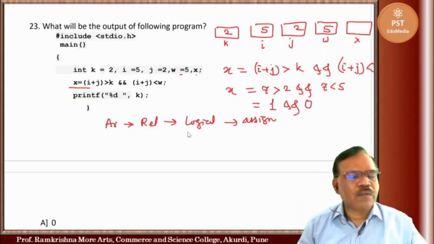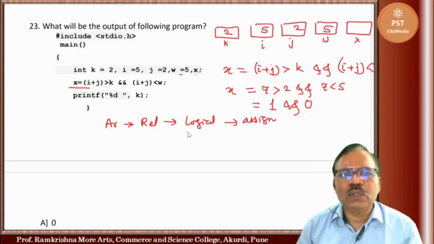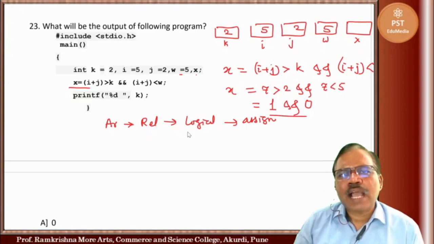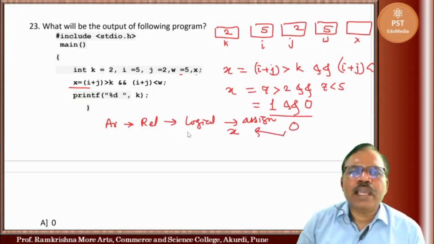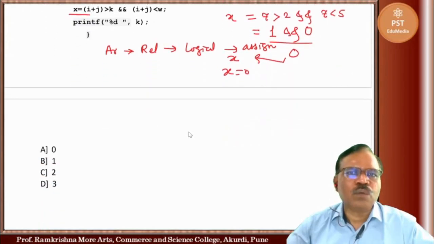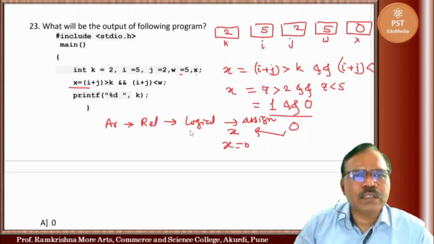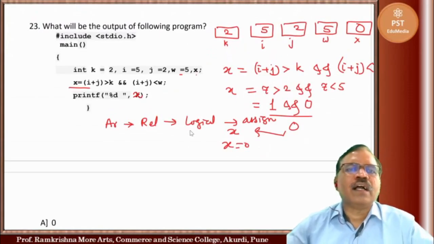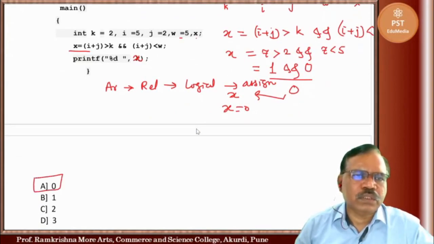Now logical AND will be performed. 1 and 0, logically it is 0. So this has the value 0, and then this value is assigned to x. So x will become 0. Here in the program we have to print x, so x is equal to 0.